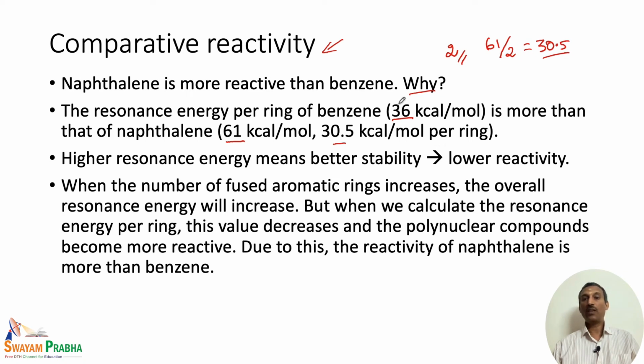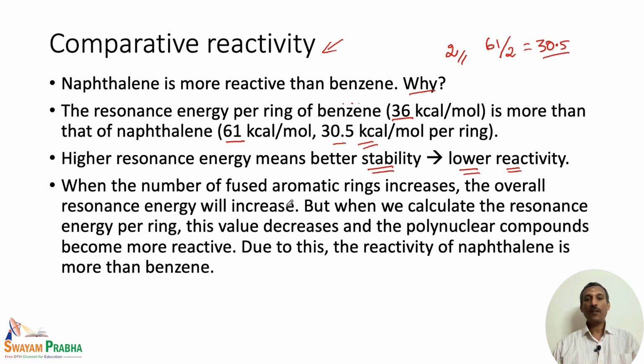So benzene has 36 kilocalories per mole resonance energy, which is higher than 30.5 for the naphthalene unit. So in other words, high resonance energy means it is highly stable, or better stability. When there is better stability, that leads to lower reactivity. So benzene has a more stable nature, so it is less reactive. Naphthalene has less stability comparatively, so it can undergo reaction at a faster rate.